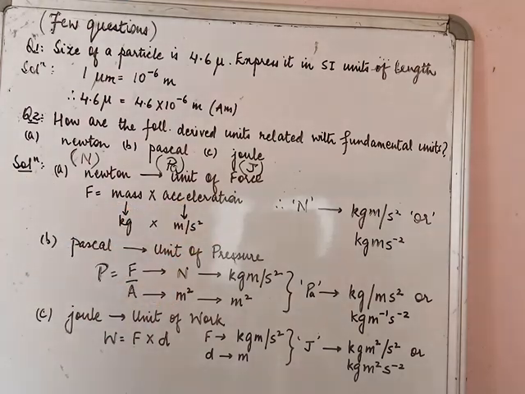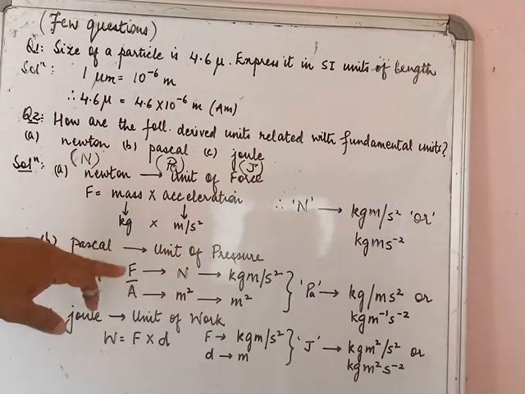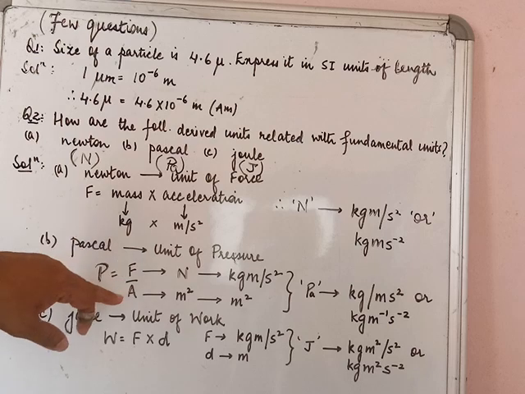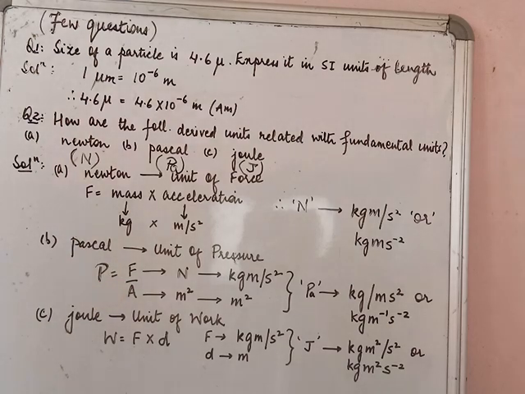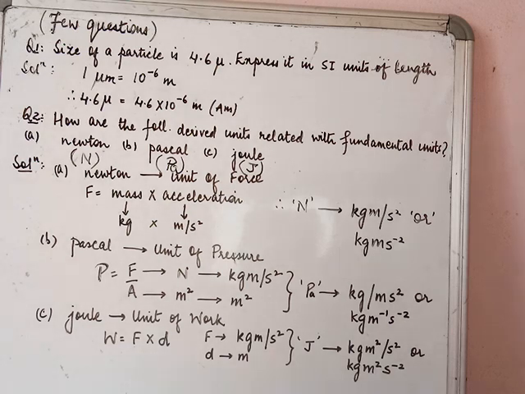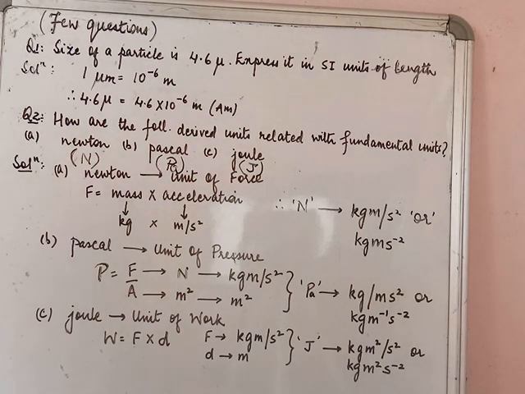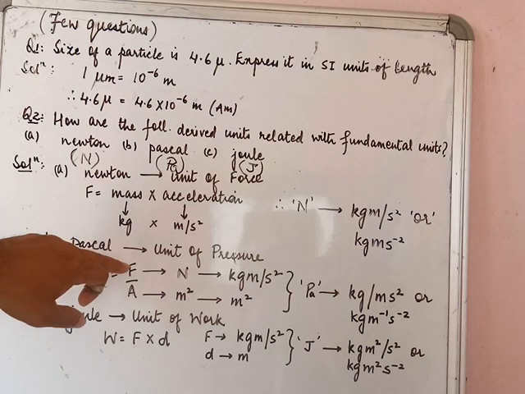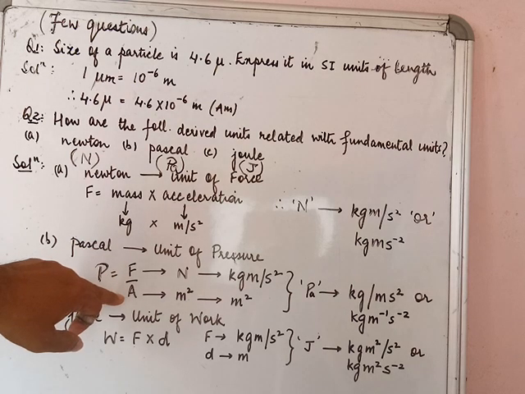Similarly, now coming to the second part, which is Pascal. Pascal is the unit of pressure. Pressure has a formula, force per unit area, force upon area. Now there is a big table given in one of the pages in the first chapter. I have given you a copy of that page, so please go through it. You will find all the relevant formulae over there. So in terms of pressure, the formula is force upon area.